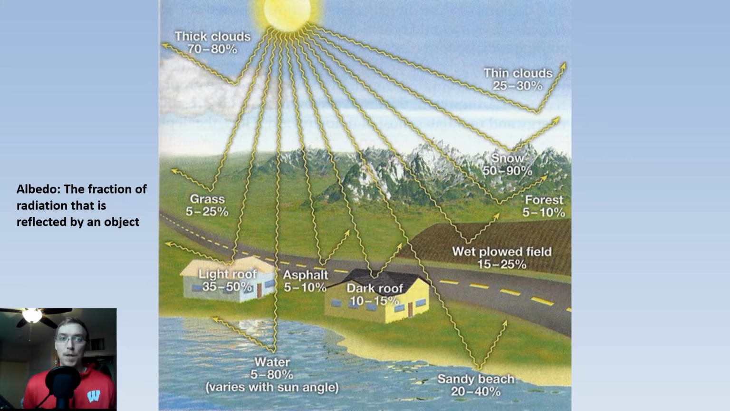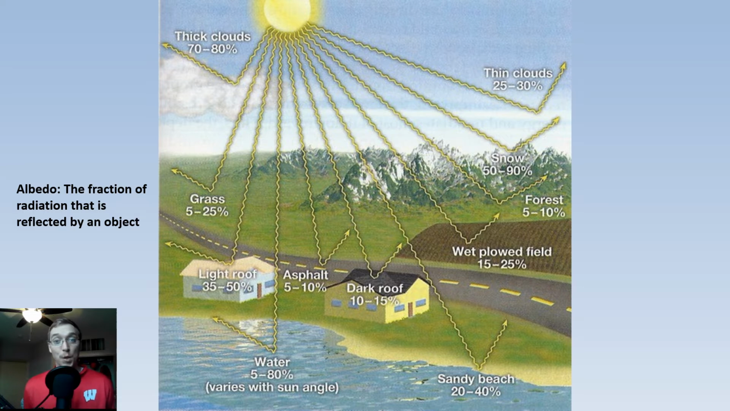Thick clouds have an albedo of 70 to 80%. That means they reflect 70 to 80% of the radiation that they encounter. Grass, for example, is 5 to 25%. A light roof reflects 35 to 50%, whereas a dark roof only reflects 10 to 15%. Water can be a good reflector or a very poor reflector. It varies with sun angle, so it can reflect between 5 and 80% of the insolation it encounters.